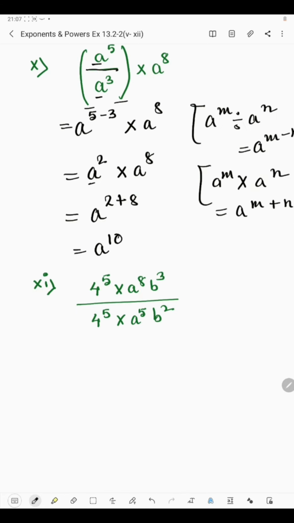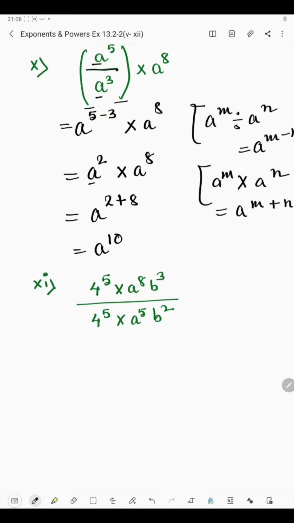Now in the next part we have 4 raised to the power 5 multiplied by a raised to the power 8 and b raised to the power 3, divided by 4 raised to the power 5 multiplied by a raised to the power 5 multiplied by b to the power 2. Now in the 11th part we have 4 to the power 5 multiplied by a to the power 8 multiplied by b to the power 3, divided by 4 to the power 5 multiplied by a to the power 5 multiplied by b square.